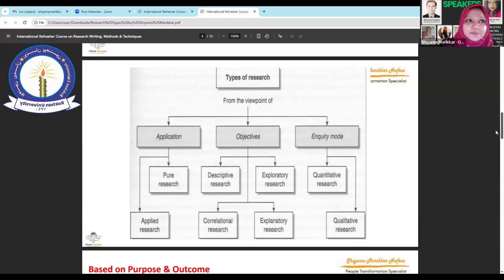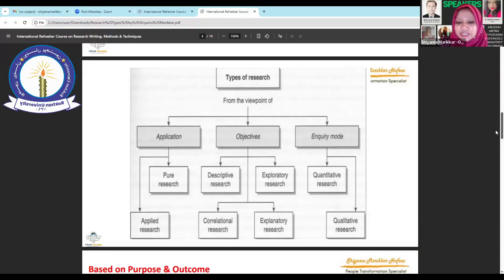Like for example, let's say Newton's theory. This already exists, but they are going to understand it thoroughly, deeply. That type of research, we call it pure research. Applied research in the sense like solar cells, which I mentioned already. And based on objectives, there are other methods: descriptive research, exploratory research, correlational research, and explanatory research. That is based on the objective of our research.